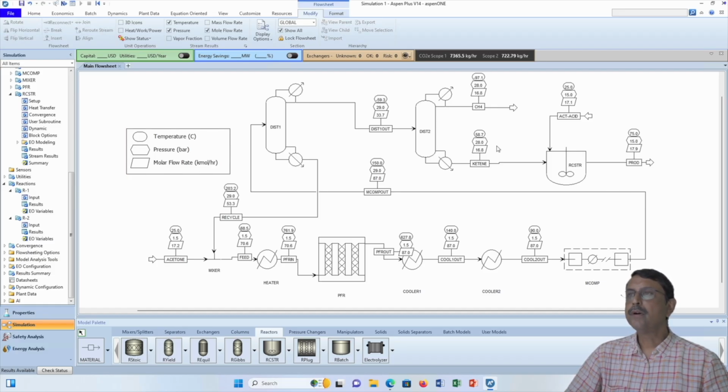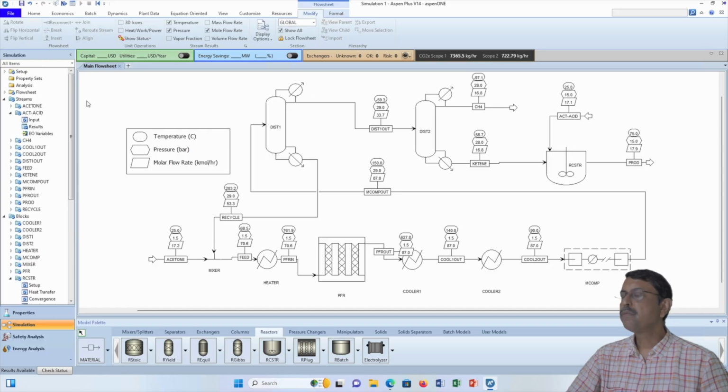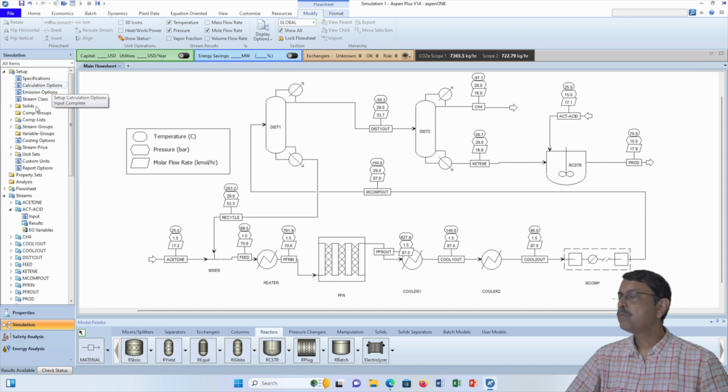Okay, so this is the complete run that we have done. But today we will learn the economic analysis of this particular problem. Now for that, you have to provide certain extra information in the setup. First, you have to specify the costing option. Okay.